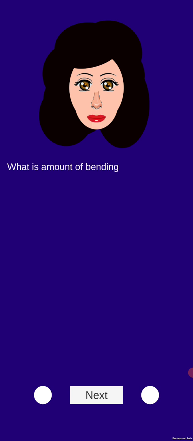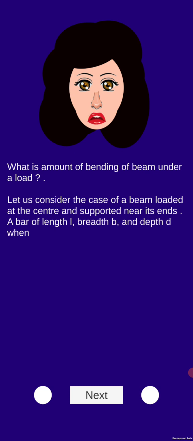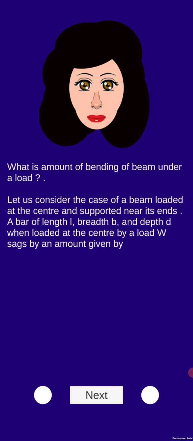What is amount of bending of beam under a load? Let us consider the case of a beam loaded at the center and supported near its ends. A bar of length L, breadth B, and depth D when loaded at the center by a load W sags by an amount given by delta equals WL cubed by 4BD.